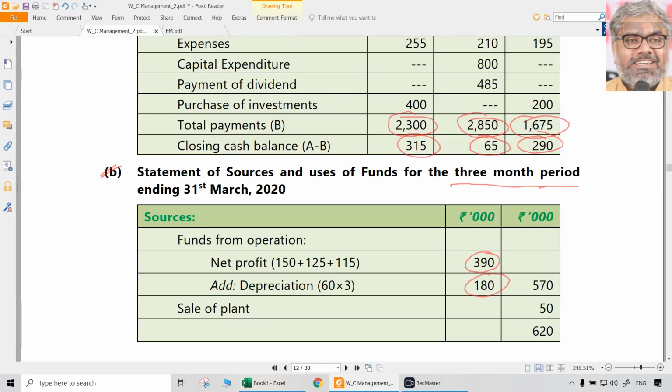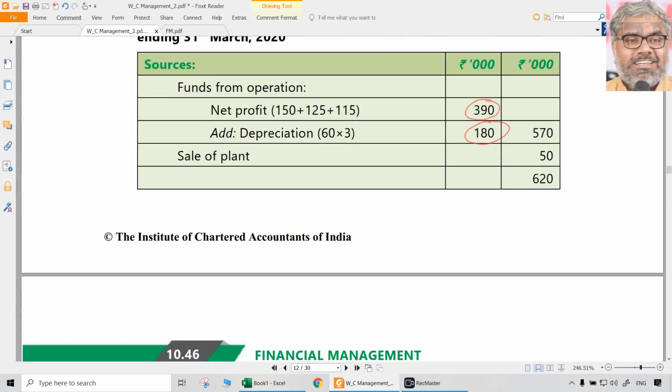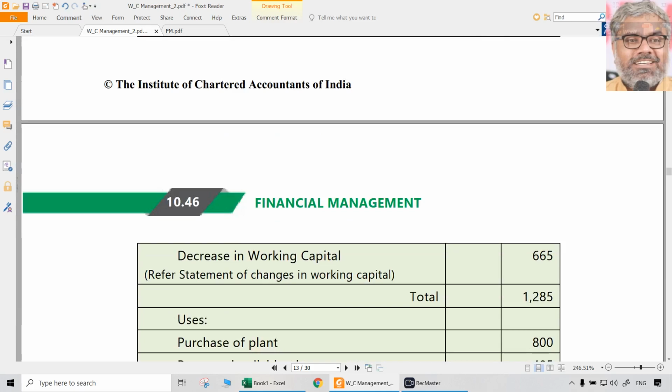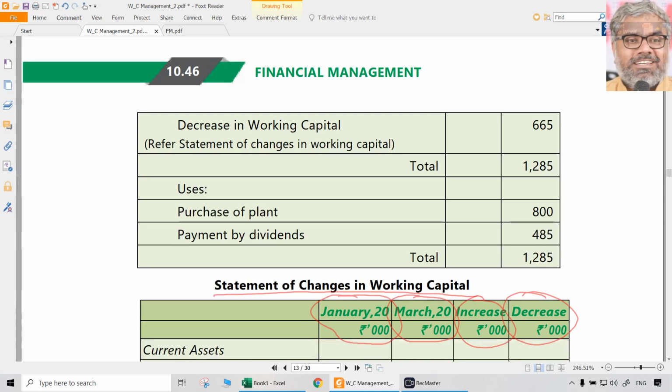That is the other way of doing it. Of course, it is asked in the question to be prepared in the form of sources and application of funds, or sources and uses of funds, for the 3 months period, where we can start with the net profit as per the income statement, add non-cash items like depreciation, and any other inflows from sale of plant or any other things like that can be taken here, which are non-current assets. Here it was there as a sale of plant. Purchase of plant will be application, and payments of dividends etc. will be financing activity. That is also taken here as an application or use.